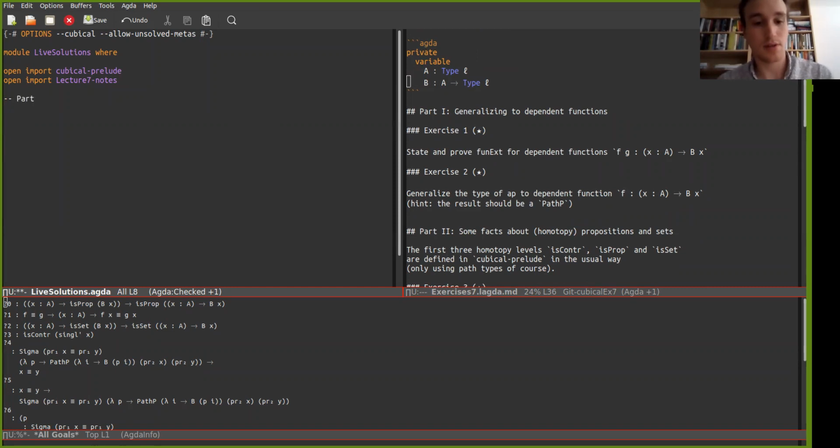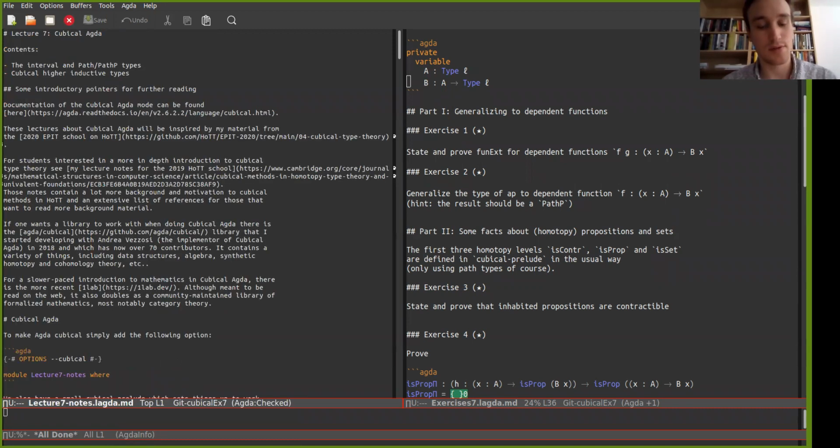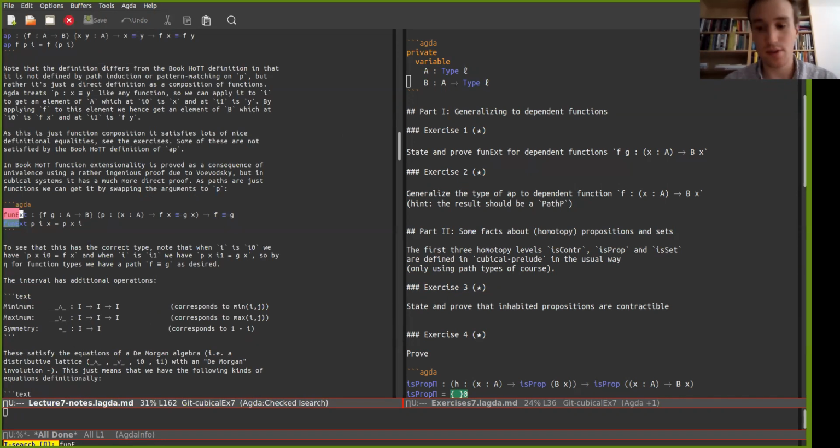Part 1, exercise 1. State and prove FunExt for dependent functions. Maybe we can move to where it would be defined in the lecture notes. Okay, Control S is searching in Emacs. Oh yeah, here it is.